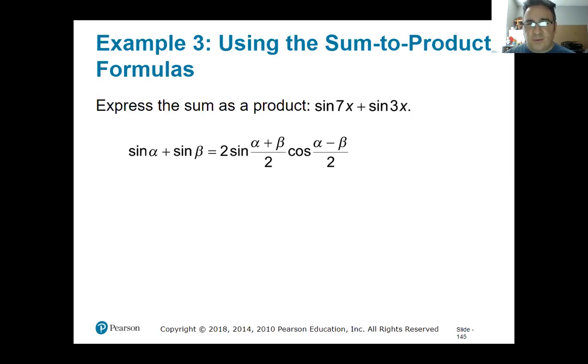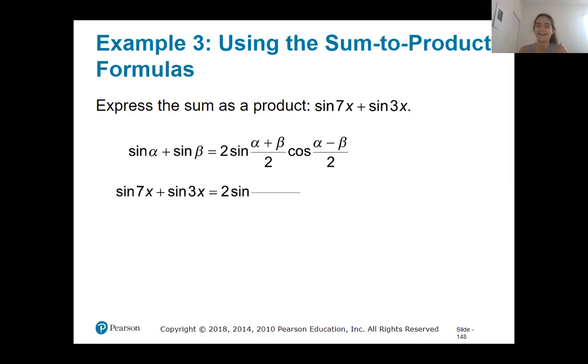Okay. So Betania, I'll have you actually put in our values. What's our alpha, Betania? Sine of 7x, and then beta is sine of 3x. So alpha is the 7x part and beta is the 3x part, right? So now it's going to be what? 2 sine of. Go ahead, Betania. So 2 sine 7x, and then it'd be plus 3x over 2.